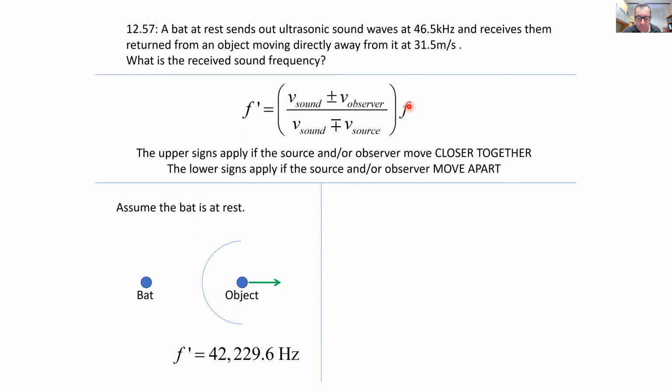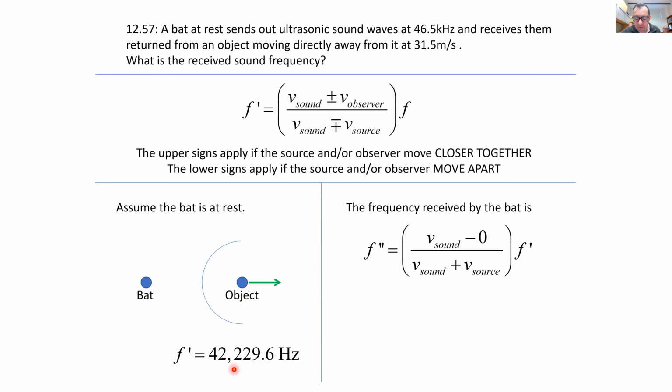And the frequency f that we plug in is going to be this. So my notation is then going to be like this: f double prime. The single prime is the Doppler shift, and the double prime is the doubly Doppler shifted signal. The single prime one is going to act as the source of the sound waves reflecting off the object, and then it'll be received at the bat at a frequency f double prime.